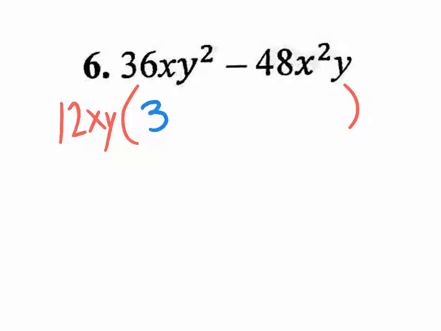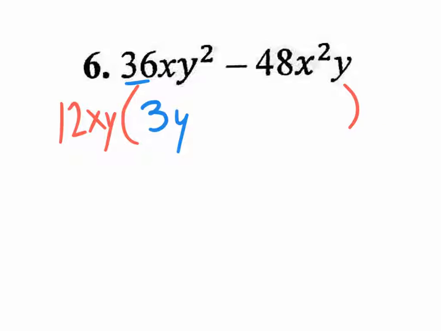3. Okay, and we can do a bit at a time. What's 12 times 3? That's how we get the 36, right? And then we go x times what? X times what will give me an x? You don't need to put another x. And then y times what will give me a y squared? Y. So it's really 12xy times 3y, that will give you the 36xy squared.